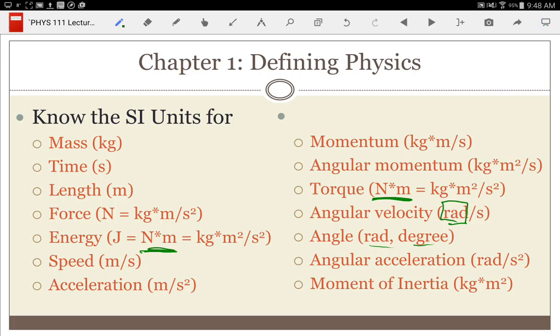Finally, angular acceleration, the rate at which angle is changing. Angular velocity is angle per time. Angular acceleration is angle per time changing per time. So how quickly something's rotating faster.